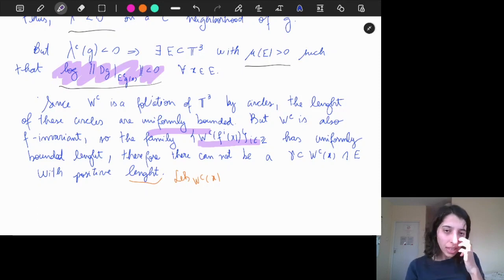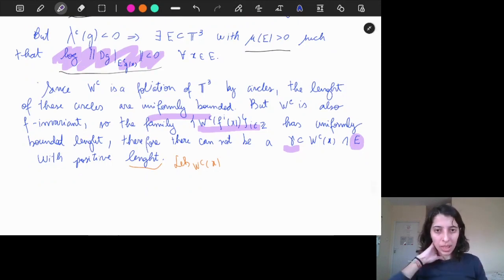Therefore, we can't have inside the circle a segment λ that is also in E and has positive Lebesgue length inside the circle. Because if we had it, we would have an interval inside this curve, and by taking the negative Lyapunov exponent iterates of f, its length should grow exponentially. But it can't grow exponentially because it's restricted to a circle with bounded length. So this can't happen.